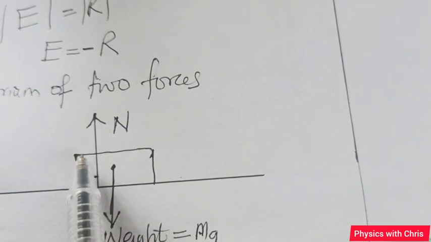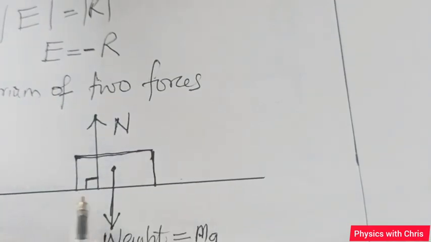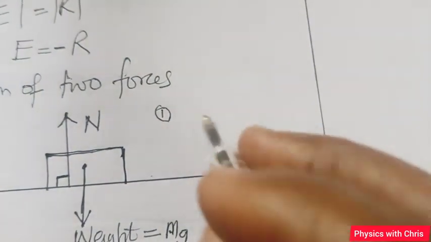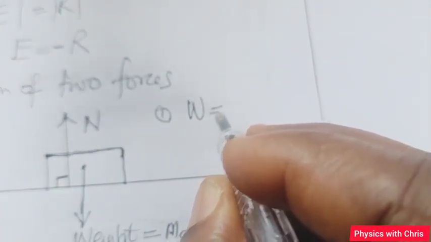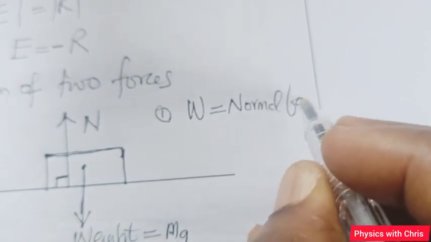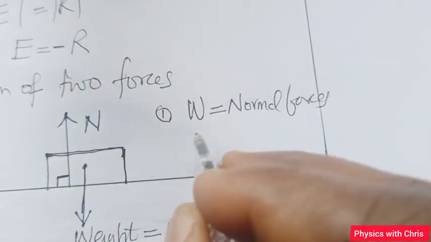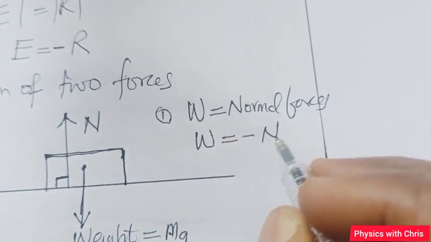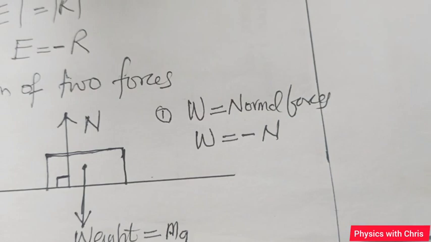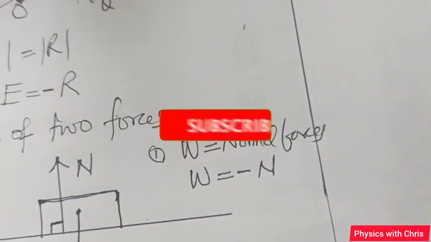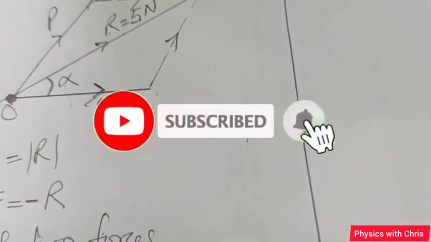Now, for this block of mass to be at rest on this table, it means that number one, the two forces must be equal. That is, the weight of the body must equal the normal force. Some call it normal reaction, normal force N or normal reaction. That is one. And the two forces must act in opposite direction. That is, the weight must be equal to minus N. This negative shows that the directions of action of these two forces are not the same. One is opposite in action to the other one. Okay, so that's the direction.